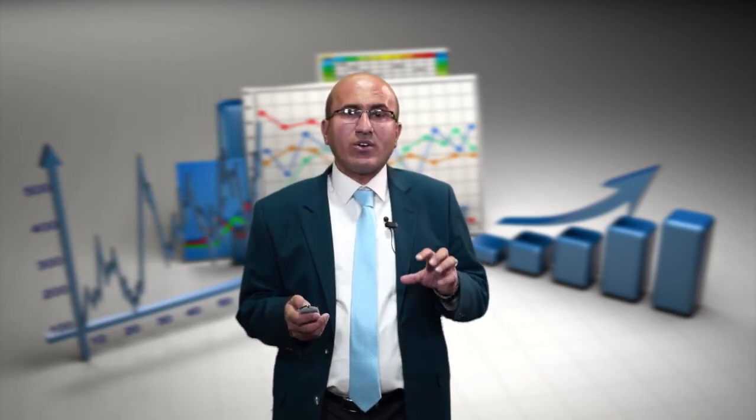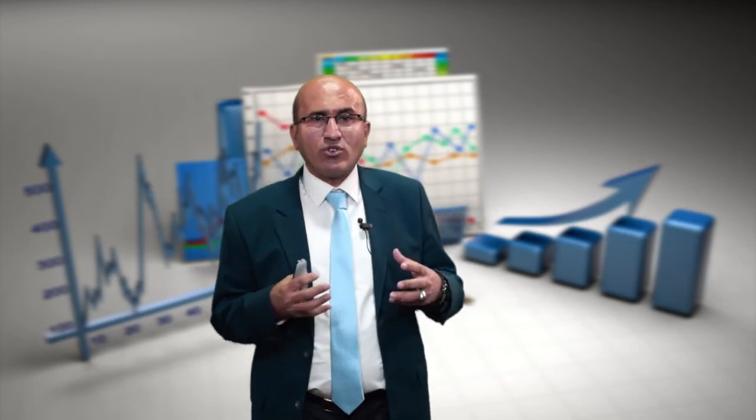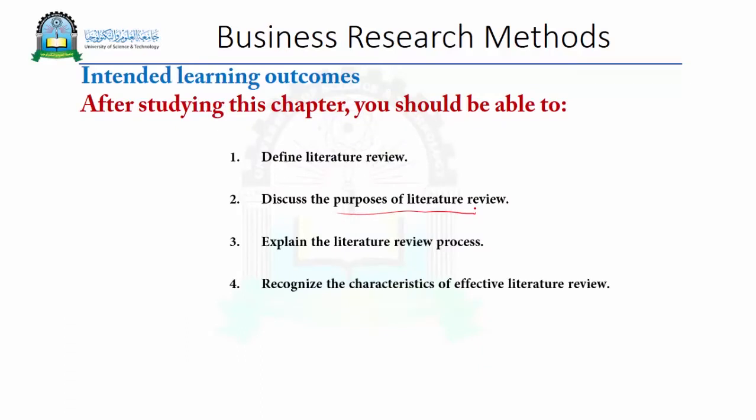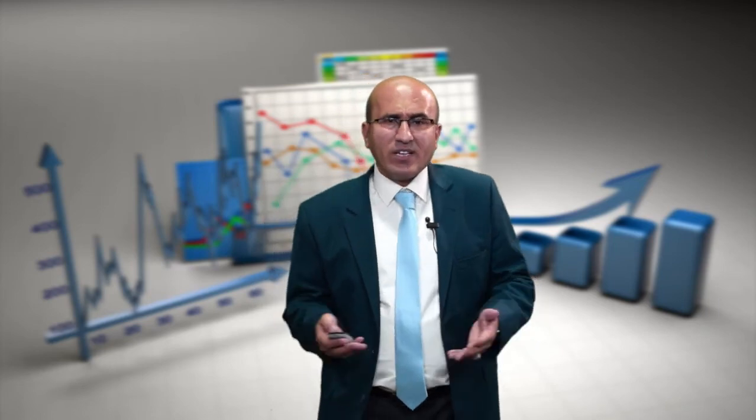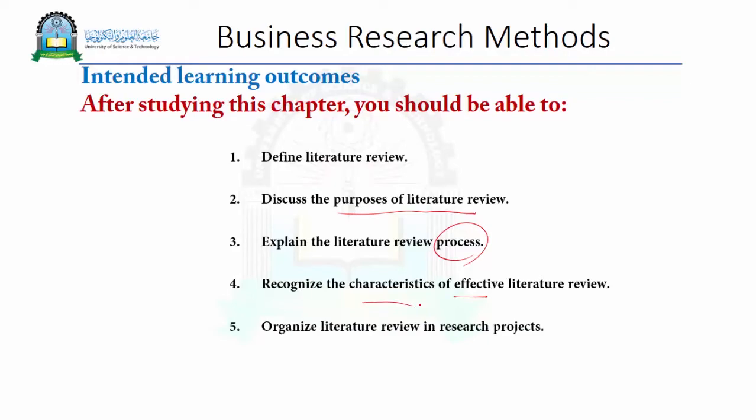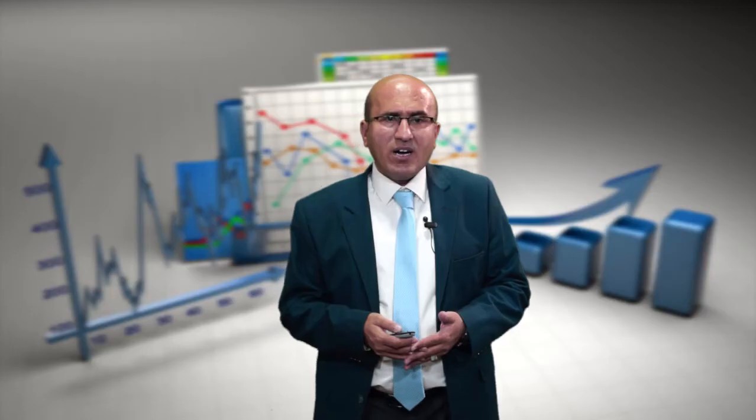So how can anybody, the researcher or students, build a very solid, very cohesive and coherent literature review through a process? The students should also be able to recognize the characteristics of an effective literature review. What is a good literature review and what are its characteristics? And the students should be able to organize the literature review in research projects, and prepare the references using the APA style.